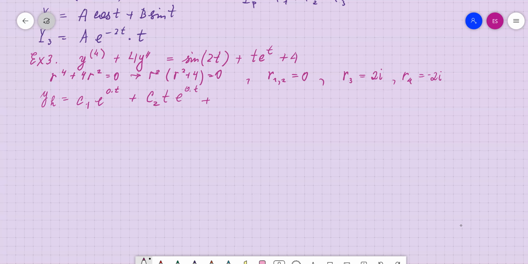Remember that when you have a complex number, lambda is going to give you the exponential part of your solution, and mu is going to give you the sine cosine frequency. In our case, lambda is equal to 0 and mu is equal to 2. Let me write it down. Lambda plus minus i mu, right? That's what your complex solution looks like. Okay, so we do have only plus minus i mu, so mu is equal to 2. So we are going to have, let's say, C3 cosine of 2t plus C4 sine of 2t. That's my homogeneous solution.